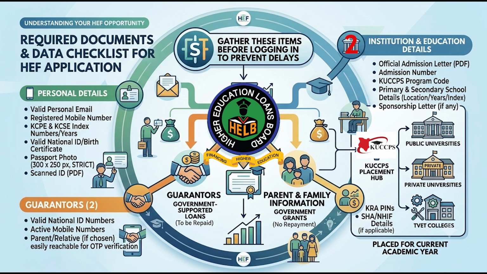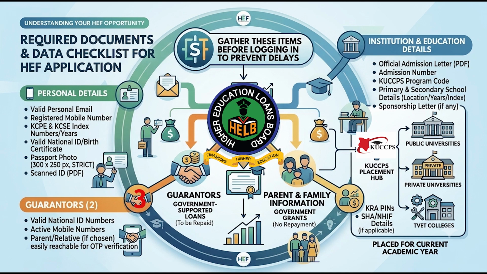your parents' income, employment, or business details, as well as KRA PINs or the Social Health Authority details, that is SHA details, a parent's disability card if applicable. Lastly, you need details of two guarantors, including their valid national ID numbers and active mobile numbers. This can be your parents or relatives, but ensure they are easily reachable because they will receive an OTP verification code on their phones during the application.